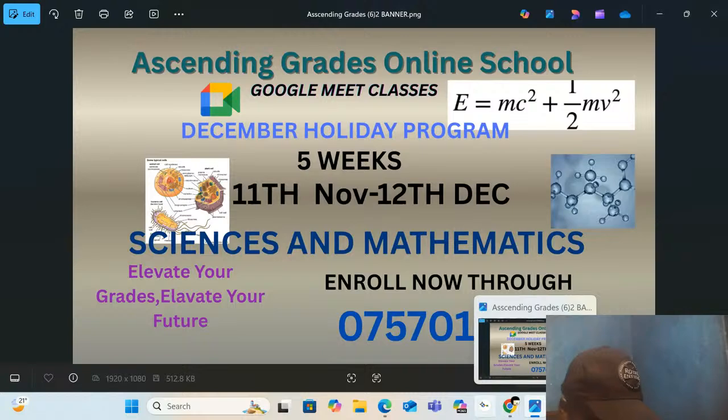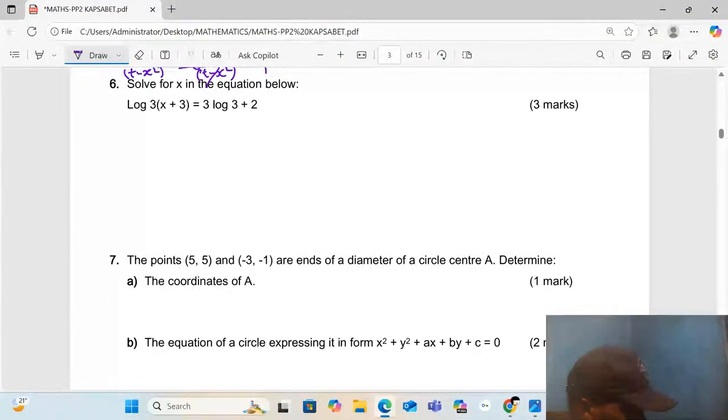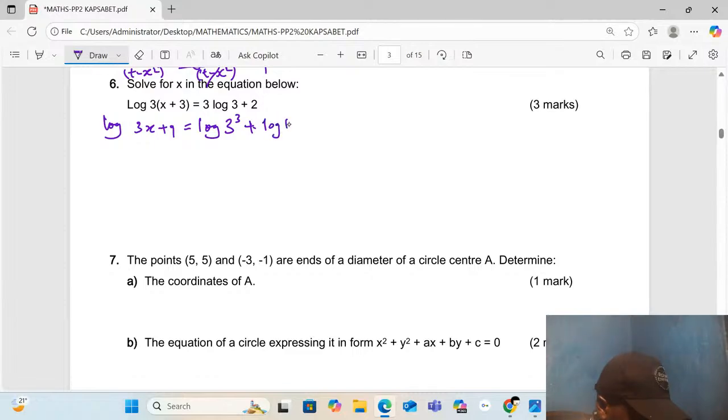Now we can move to the next question. That is the 6th question in this section 1. It is on logs. So we have log 3x plus 9, after opening the brackets, equals log 3 to the power 3 plus 2, which is the same as log 100.